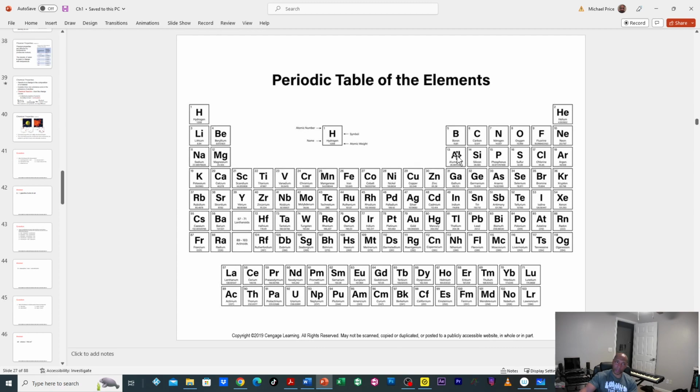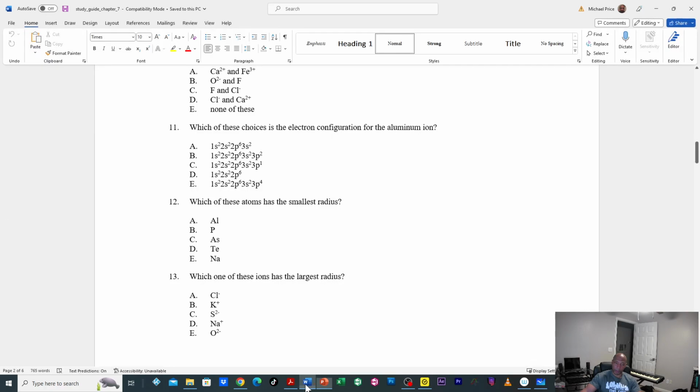So the answer, of course, there is D. All right, number 11. Which of these choices is the electron configuration of the aluminum ion? Now, if you look at your periodic table, notice that aluminum is right here at number 13. If it has 13 electrons when it's neutral, when it loses 3 electrons, because they asked us the electron configuration of aluminum 3 plus, it's going to have the same electron configuration as neon.